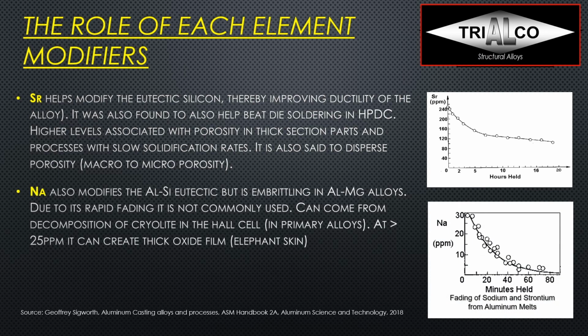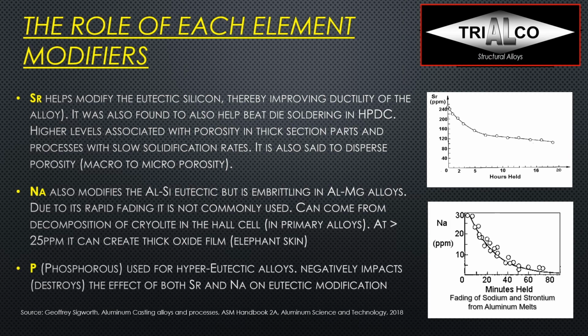And then we have, of course, sodium, and we can see here, now we're talking about minutes held, and we start at 30 ppm, and you can see after just 20 minutes, you already lost at least half of your sodium. So that's why it is not that common. But it is a very good modifier for aluminum silicon eutectic. It can embrittle the aluminum magnesium alloys. Because of the rapid fading, really, it's not typically used.